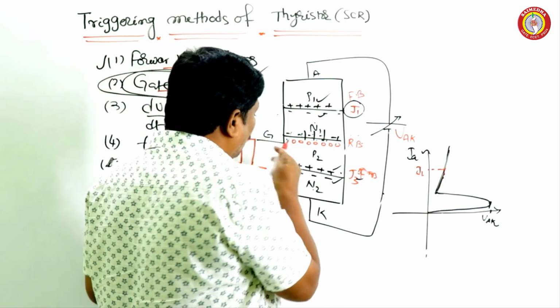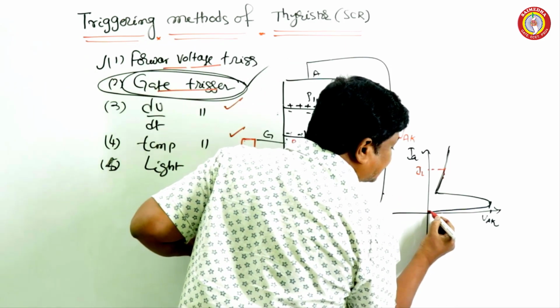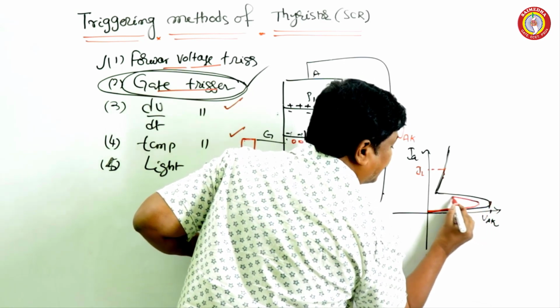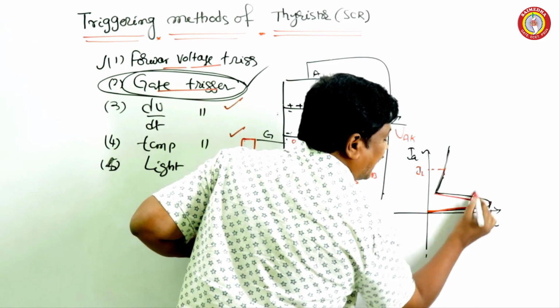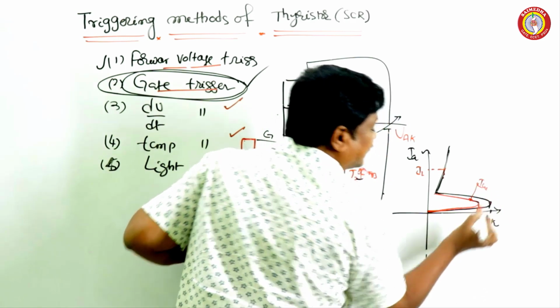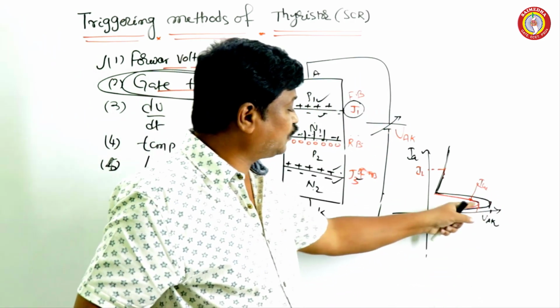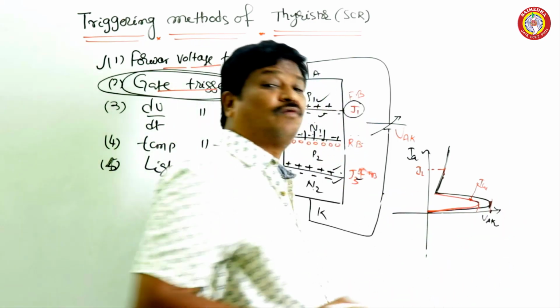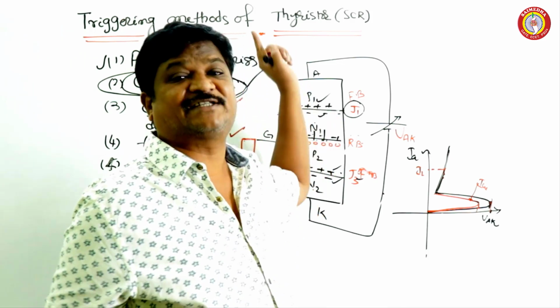That is the reason. Once you apply the gate pulse, you cannot go up to the forward breakover voltage. You can give the gate pulse IG1 here, and the device will go into the on state. This is the voltage we have to give up to the forward breakover voltage. That is in the first case.